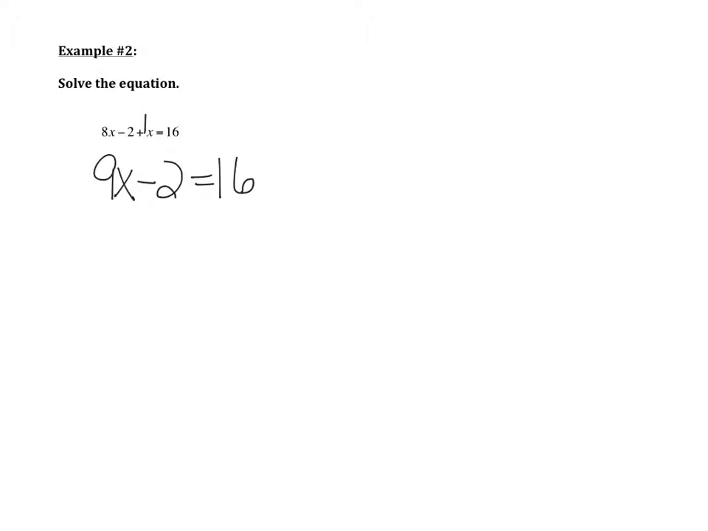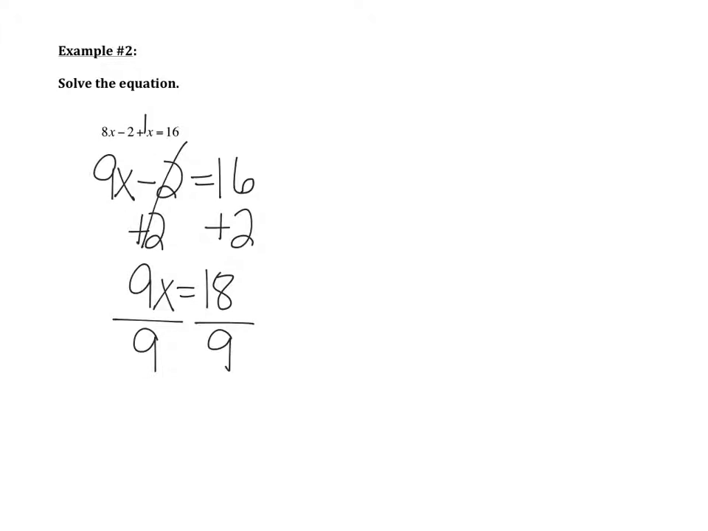I want to move that minus 2 from the left to the right, so I'm going to add 2 to both sides. Whatever I do to one side, I got to do to the other. Negative 2 plus 2 is 0, so I end up with 9x equals 18. That's 9 times x, so I'm going to divide by 9 to get rid of that 9. 9 divided by 9 is 1, so leaving me with just x on the left. 18 divided by 9 is 2. Once again, I could check my answer by substituting it back in and seeing if I get what I started with, the 16.